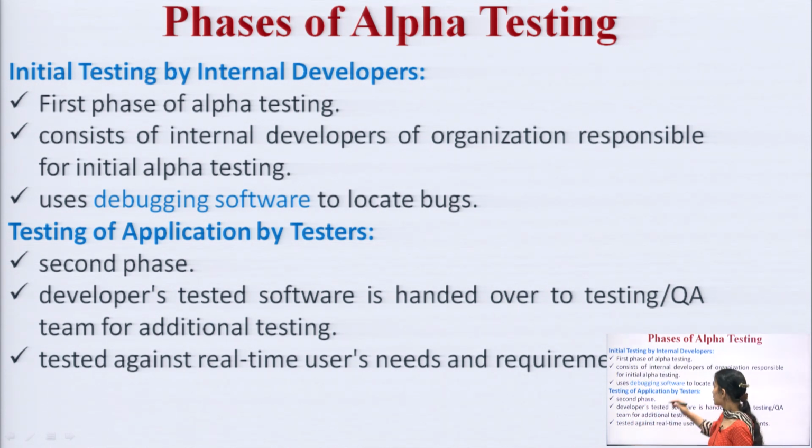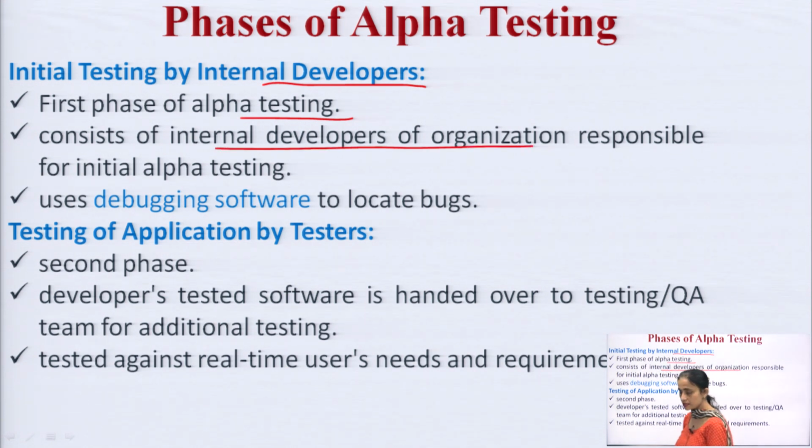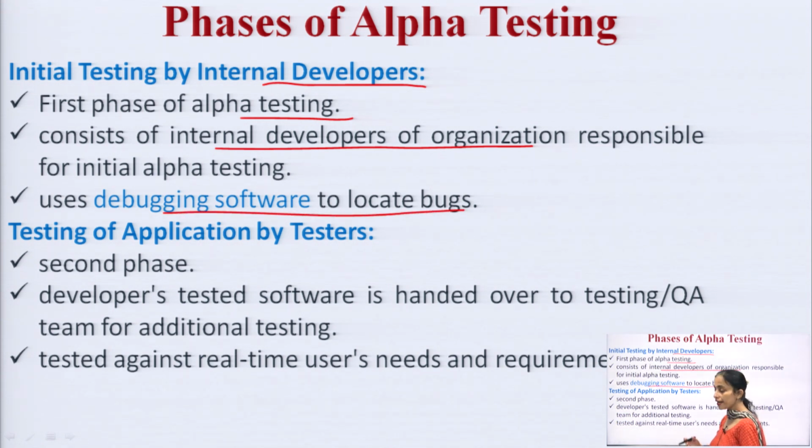So, the first phase of alpha testing, that is the initial testing by the internal developers, consists of the internal developers of the organization. They are responsible for doing this initial alpha testing, and when they are doing it, they use debugging software to locate as many bugs as they can.